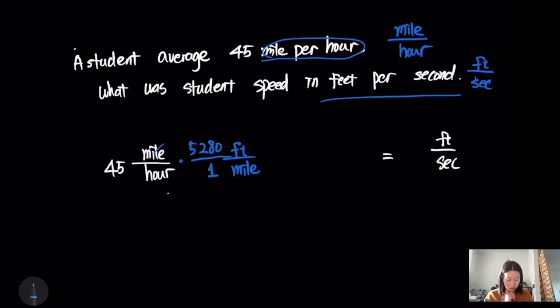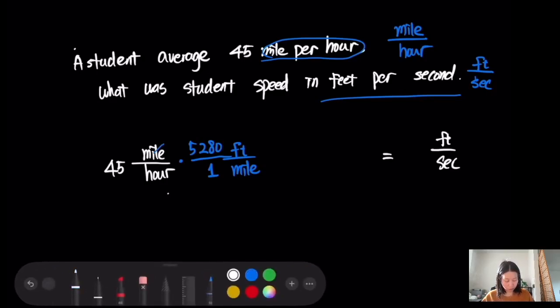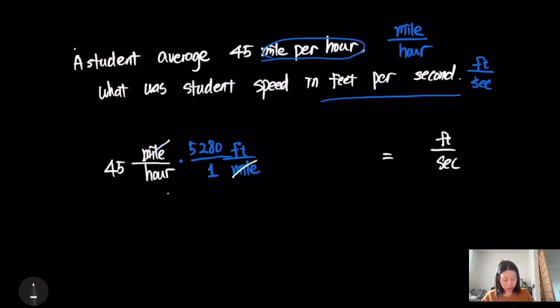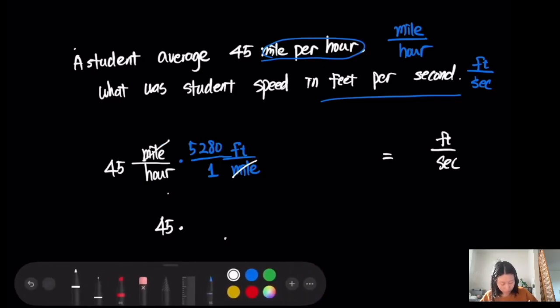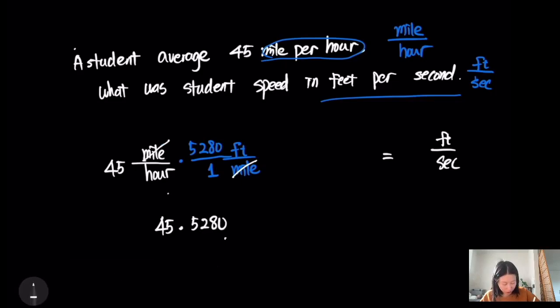And now hours. Let's do this first. If we do this, what do we have? The miles units cross cancel. What we have left is 45 times 5,280 over 1. The unit is going to be feet per hour. But again, our goal is to get feet per second. Okay, we are getting close.